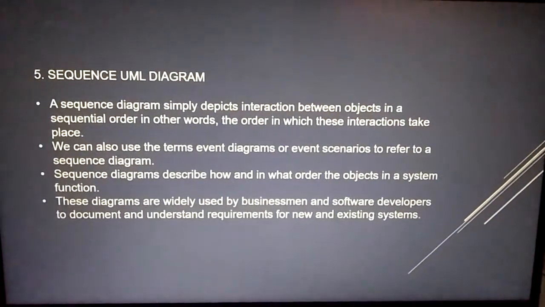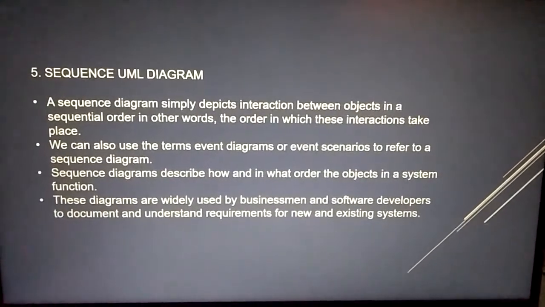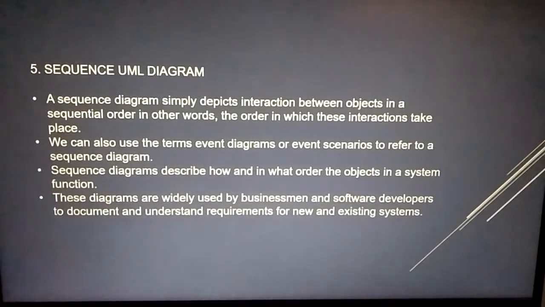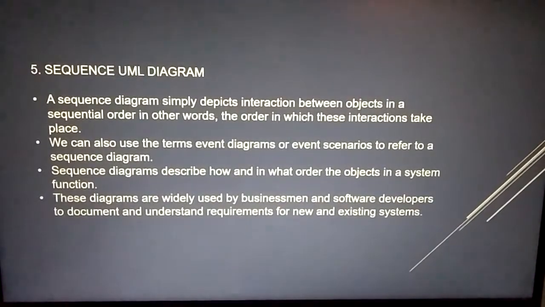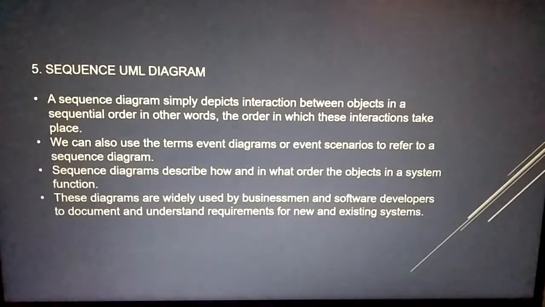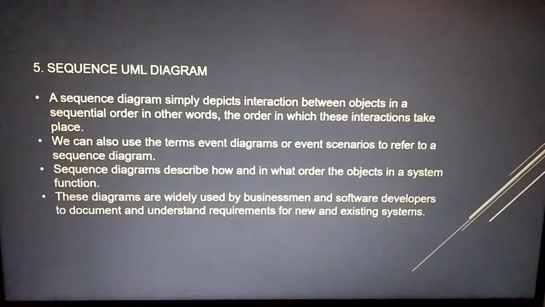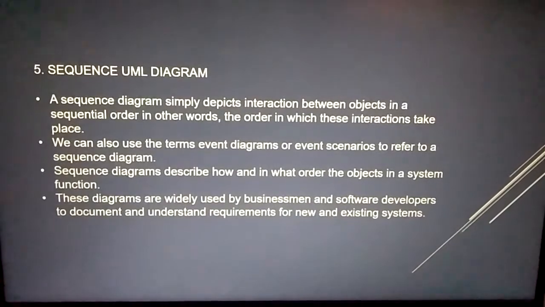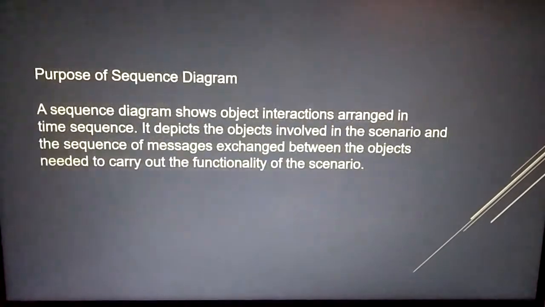Sequence UML diagram. A sequence diagram simply depicts interaction between objects in a sequential order, in other words, the order in which these interactions take place. We can also use the terms event diagrams or event scenarios to refer to a sequence diagram. Sequence diagrams describe how and in what order the objects in a system function. These diagrams are widely used by businessmen and software developers to document and understand requirements for new and existing systems.